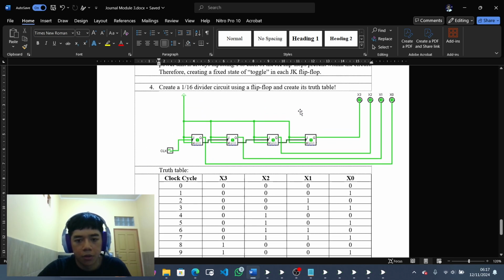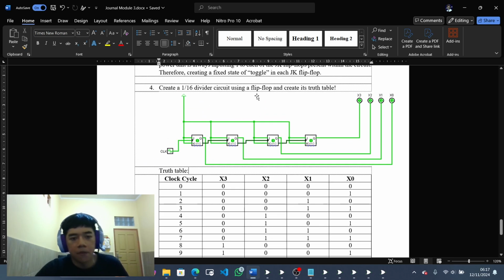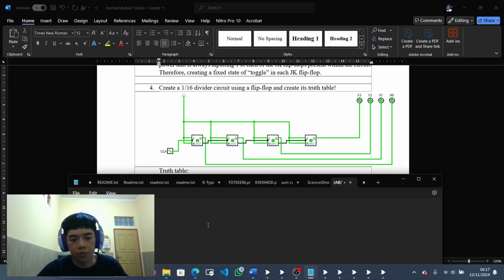And therefore, this circuit actually divides by 1 over 2 for each flip-flop. Since we use 4 flip-flops here, this will be 1 over 2 to the power of n. Since we have 4, then 1 over 2 to the power of 4. This thing is the power, not this one.